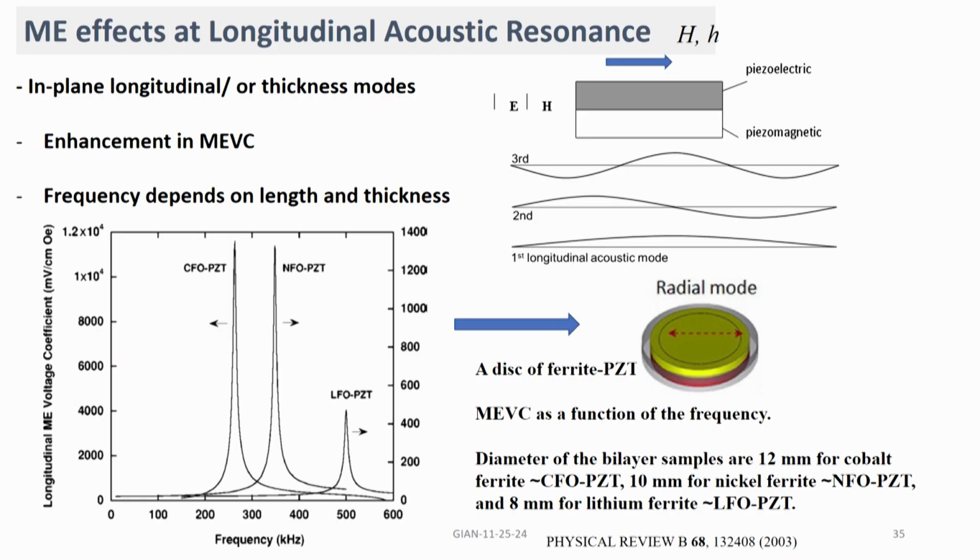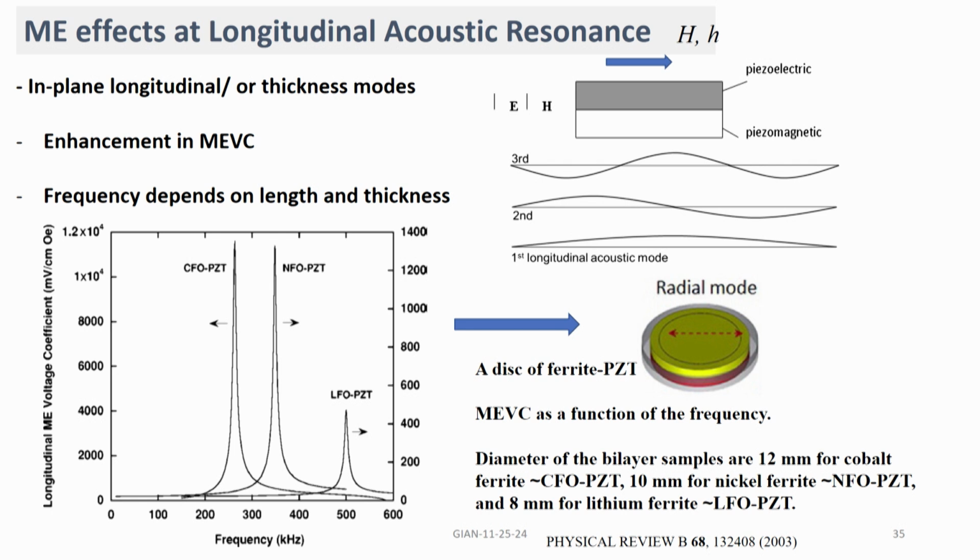And here are the data for a disk of cobalt ferrite and PZT on the left. The center one is nickel ferrite PZT. Then on the right is lithium ferrite PZT. I am sure these are different dimensions. The disk radius, this one, the cobalt ferrite PZT is probably the largest disk, followed by the nickel ferrite, and the smallest disk is lithium ferrite PZT.